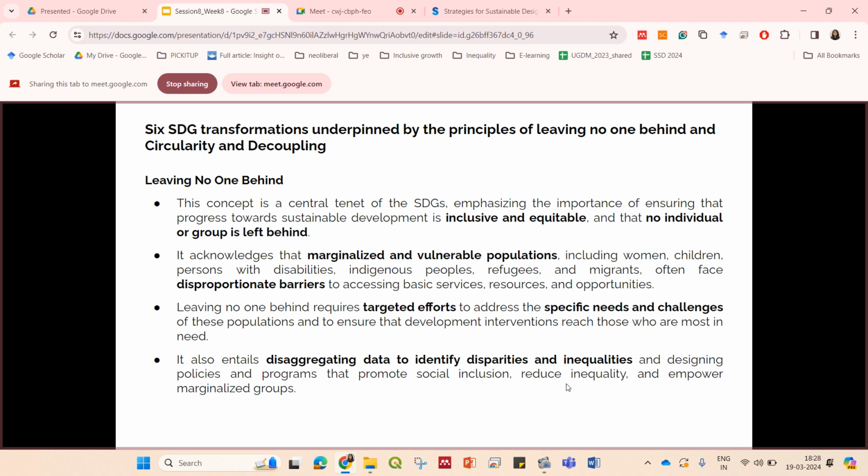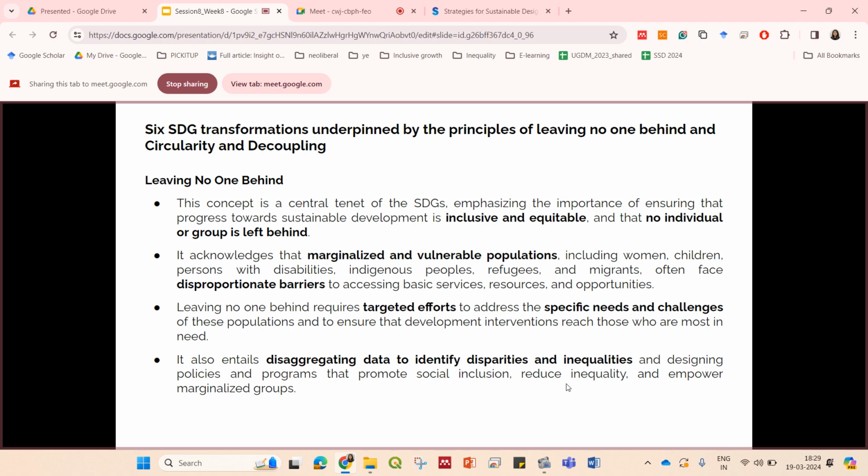One of them is leaving no one behind. What this concept basically emphasizes is the importance of ensuring that progress towards sustainable development is inclusive and equitable, so that no individual person with their specific needs, or no group with their own separate needs from the regular population, is left behind while we make progress towards sustainable development. This thinking acknowledges that there are several marginalized and vulnerable groups, like women, children, people with disabilities, indigenous populations, refugees, migrants, and these groups often face barriers in achieving sustainable development or growth which are disproportionate compared to the regular population.